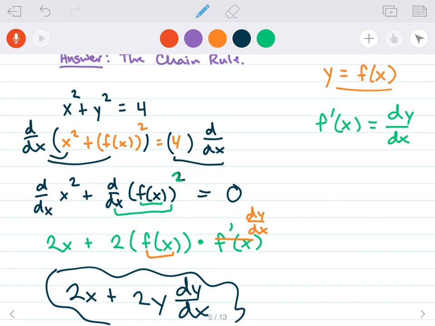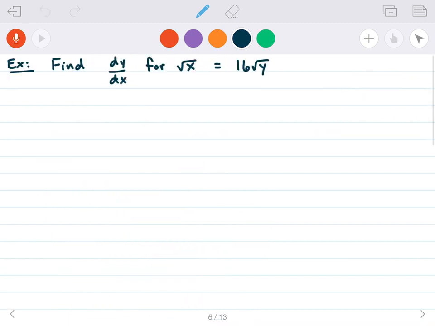That's why this works. And so what I want to do now is just do a bunch of examples to get you used to this idea of differentiating implicitly. So let's go ahead and do some examples.